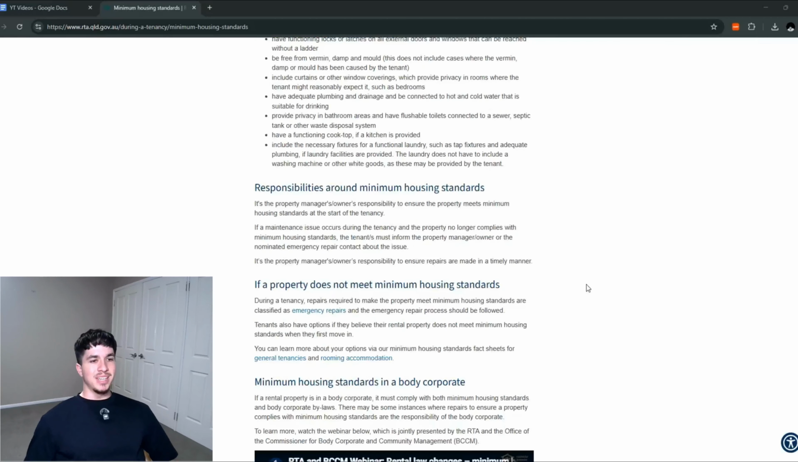Whose responsibility is it around minimum housing standards? It is mine, the property manager's, and also yours as the owner, responsibility to ensure that the property meets minimum housing standards at the start of the tenancy. So when the tenant moves in, you need to make sure every single box is ticked.